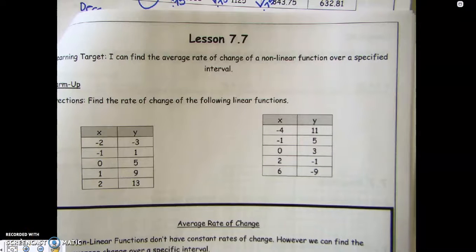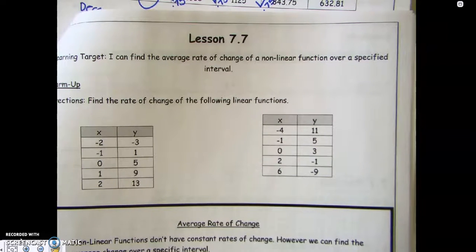Okay, in this lesson, the learning target is: I can find the average rate of change of a nonlinear function over a specified interval. What all of that means is, basically, if you don't have a linear function, right, linear functions are the only functions that have a constant rate of change. That means you can add and subtract the same thing every time to get to the next value.